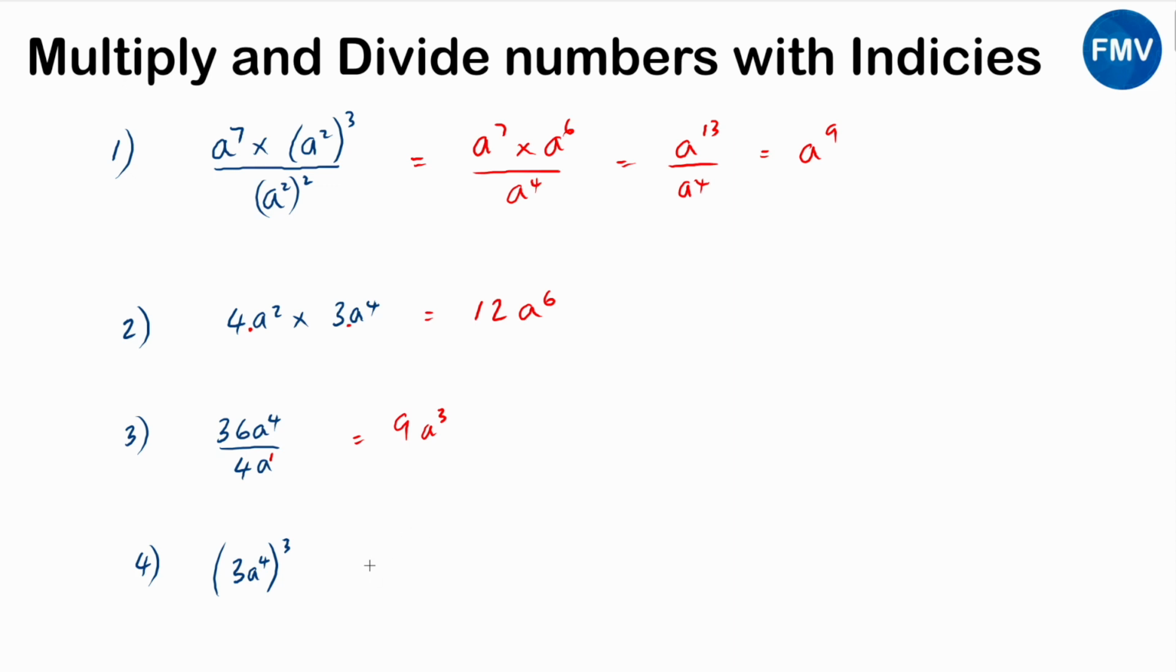This one, just be careful with this, you're actually raising the 3 to the power of 3 as well as the a to the power of 4 to the power of 3. So in this case I would separate it. You've got 3 to the power of 3, it's being multiplied by a to the power of 4 to the power of 3. 3 times 3 is 9, times 3 again is 27. 4 times 3 is 12, so you've got 27a to the power of 12. So that's it for multiplying and dividing with indices. Have a look at the next video to see how you work with negative index numbers and reciprocals.